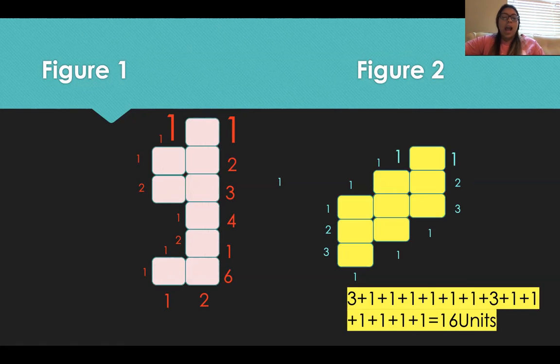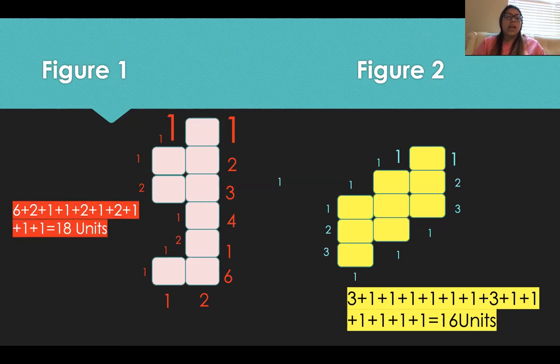And you might ask, how or where did that answer come from? It is because we can see in the red on the right side we have 6 blocks. So from the top right side to the bottom it goes up 1, 2, 3, 4, 5, 6. Then we have 6 plus 2 plus 1 plus 1 plus 2 plus 1 plus 2 plus 1 plus 1 plus 1, which gives us a total of 18 units.